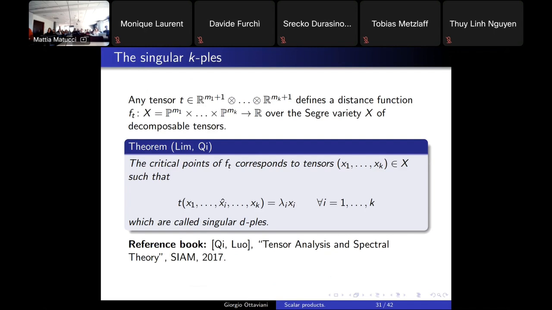So if A is a matrix, also a rectangular one, you say a pair (x, y) is a singular pair when A x is equal to lambda y and y A is equal to lambda x. Maybe there is a transpose. Yeah?